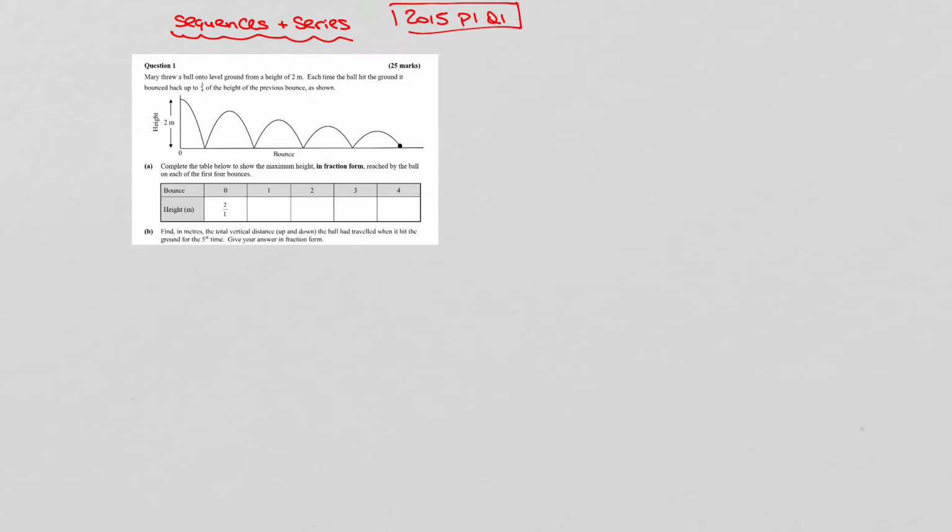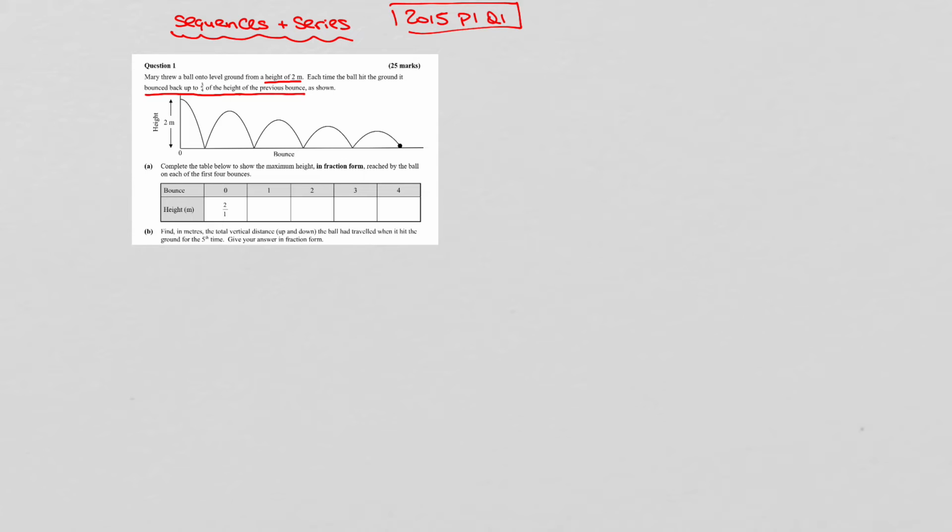2015, Paper 1, Question 1, Sequences and Series. Mary is throwing a ball and it's been thrown onto a level ground which has a height of 2 metres. So in other words, it's dropped from 2 metres onto a ground. Every time it hits the ground, it bounces back to 3/4 of the height of the previous bounce, as shown in the diagram. So the ball is getting lower in its height each time. It's losing energy each time until it eventually comes to a stop.